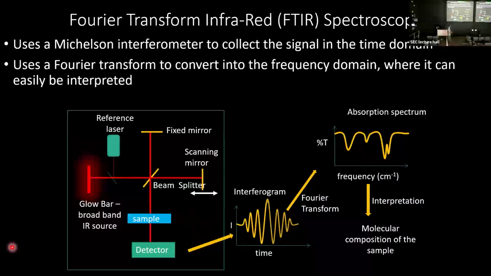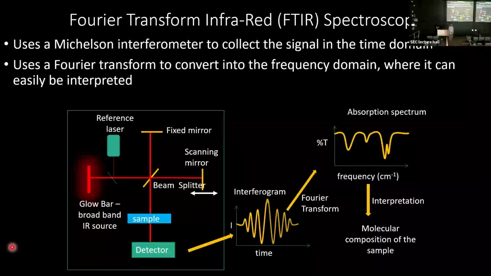So we take a background measurement, and then we take a measurement with our sample, and we get this interferogram, which is light intensity versus time. The Fourier transform converts from time to frequency. And then we have specific frequencies of light that we've lost due to interactions with the sample.